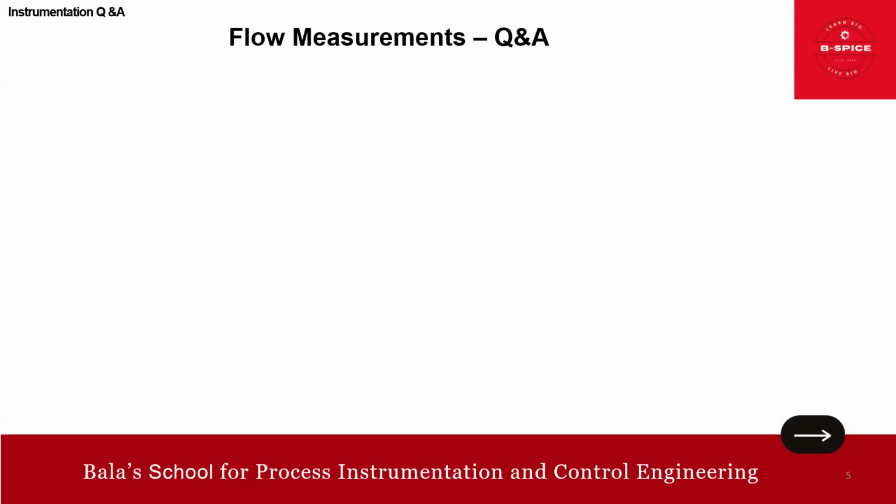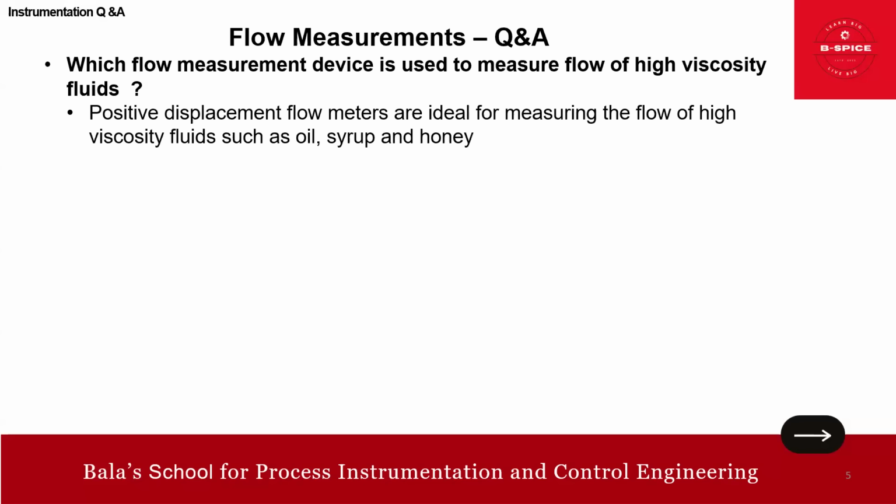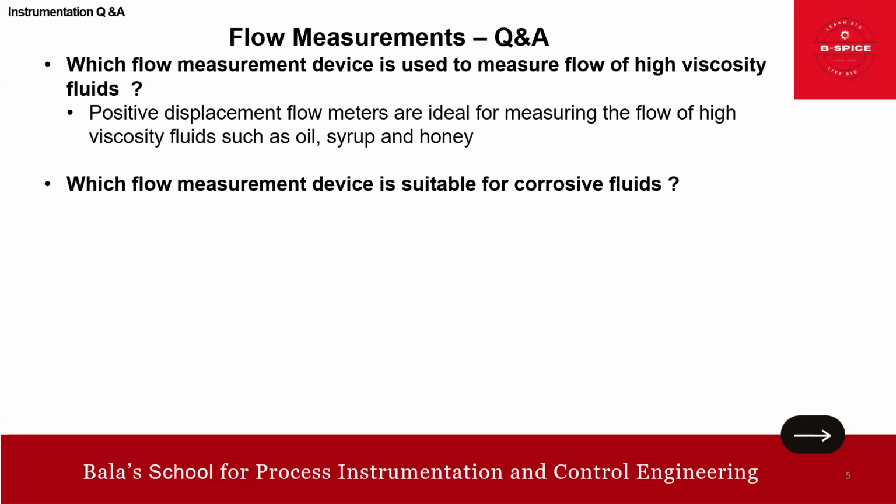Then you want to add on, which flow measurement device is used to measure flow of high viscosity? When you think about high viscosity, think about positive displacement. So positive displacement flow meters are ideal for measuring flow of high viscosity fluids, such as oil or syrup or honey, all these. Okay. Then, which flow measurement device is suitable for corrosive fluids?